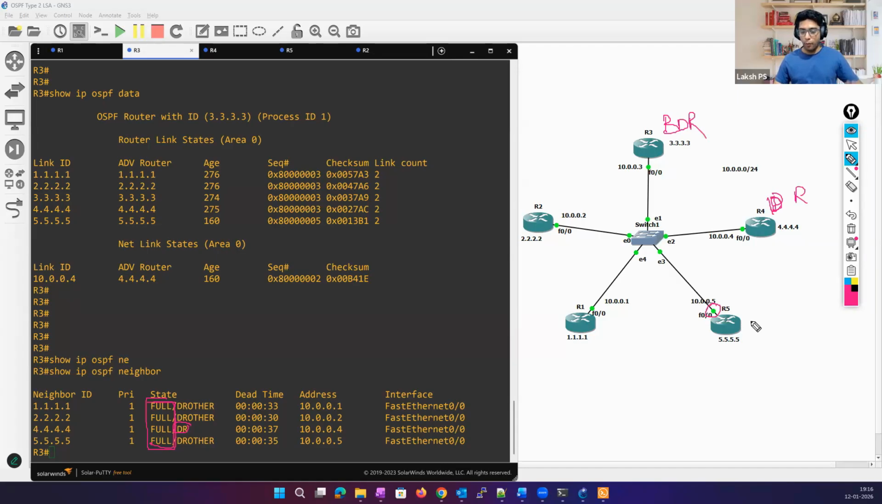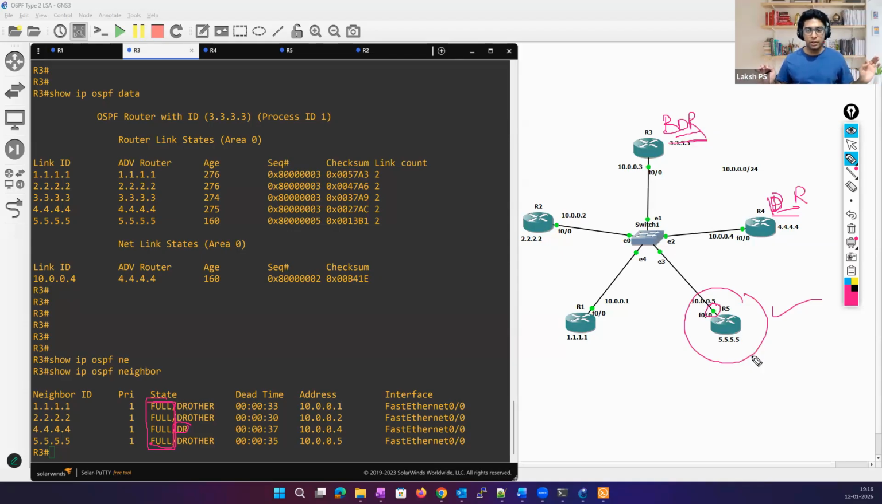Why? Because the DR and BDR are set, the database is set. R1, R2, and all the other routers have formed adjacency with the current DR and BDR. So if the old DR comes up, they are not going to change their adjacency once again. They are not going to change their database once again. No, it's not going to happen.